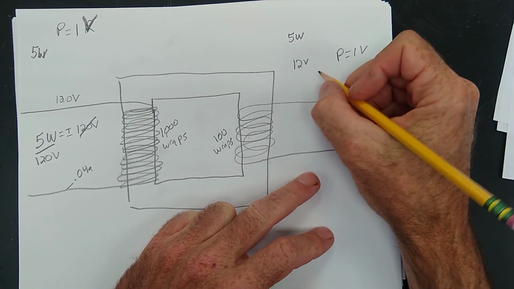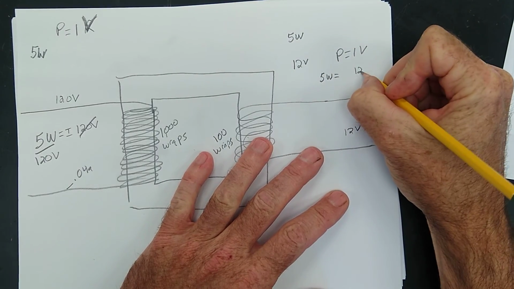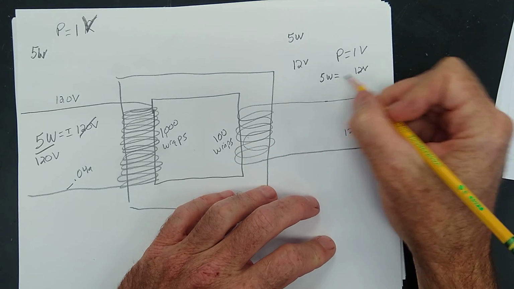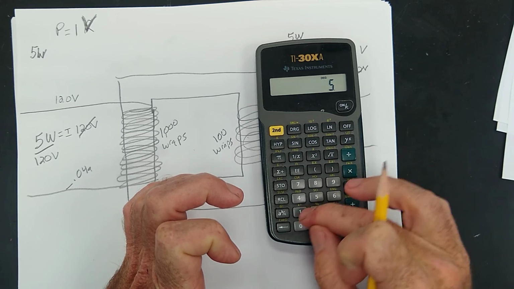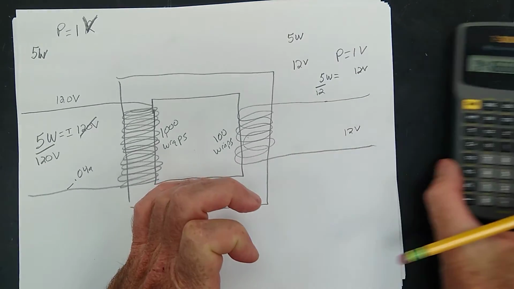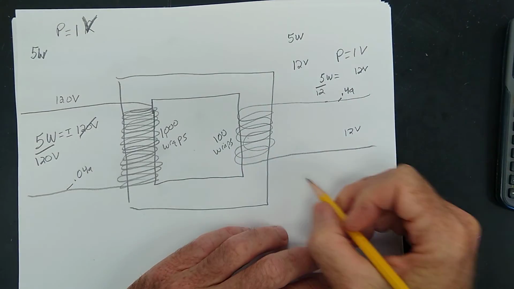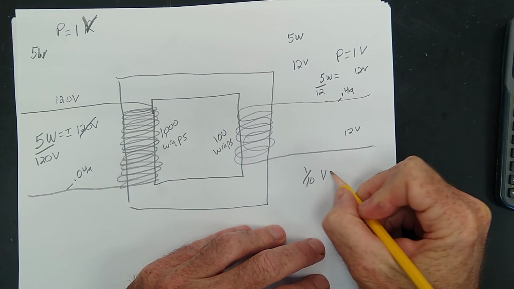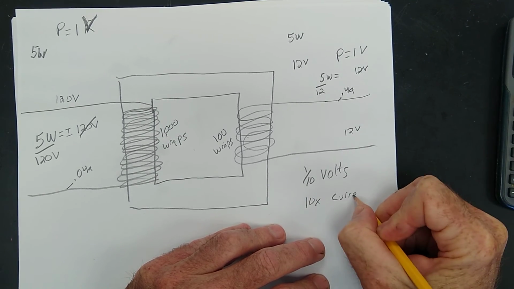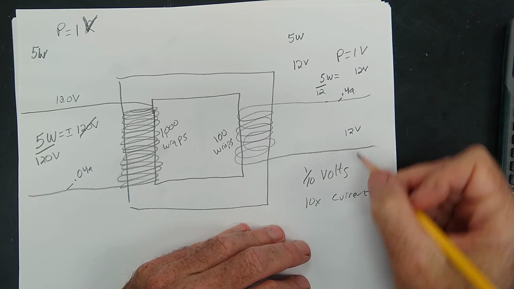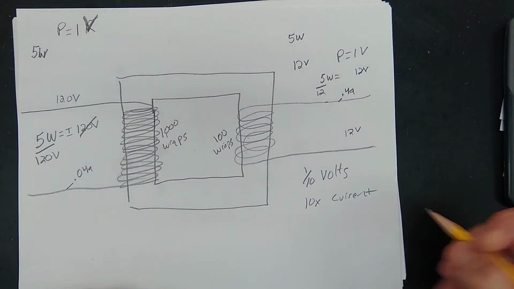You would say, okay, 5 watts of power and 12 volts. 5 divided by 12 equals, guess what? 0.4 amps. So if you have 1/10 the voltage, then you're going to have 10 times the current. And now you can use this current to charge your phone or charge whatever you want to charge. That's how a transformer works.